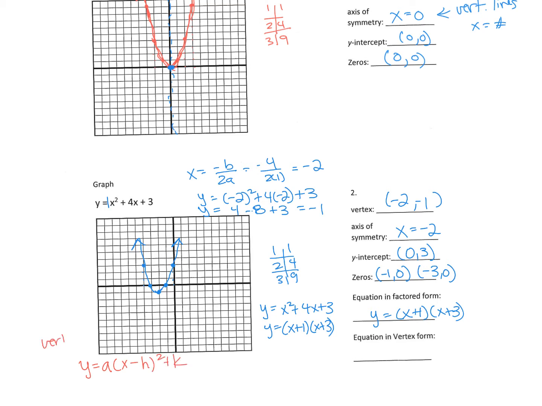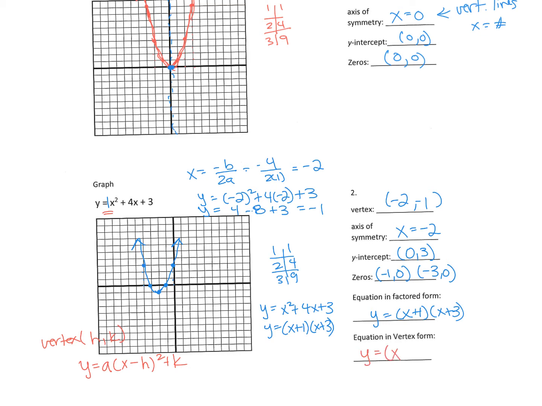where my vertex is (h, k). So in this problem, I already know my a is 1. That's what's in front of the x squared. That's right here. That's 1. So I don't need to worry about my a. So y equals, and then x.